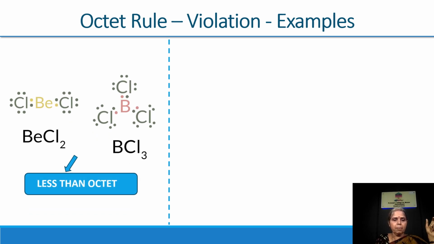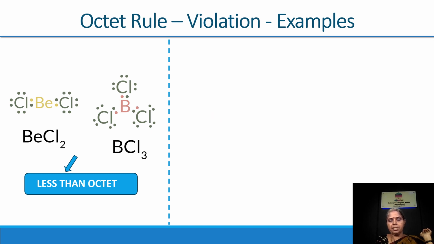BeCl2. In BeCl2, you can see beryllium is having only 4, but still it is a stable molecule. We thought octet is a condition for stability. There is no octet here, less than octet, but BeCl2 is stable. Similarly, BCl3, boron is having only 6. Of course, outer atoms are having octet, the central atom is having only 6, but still it is stable.